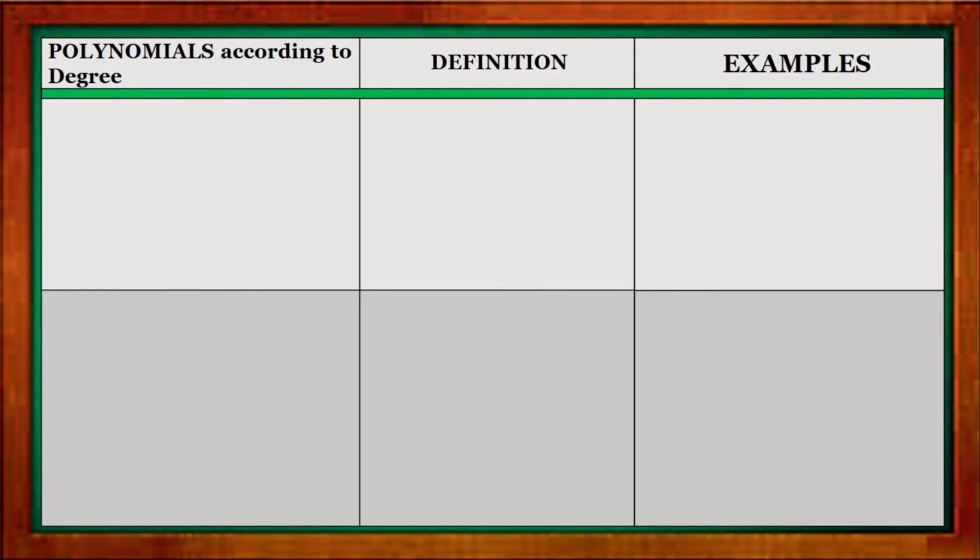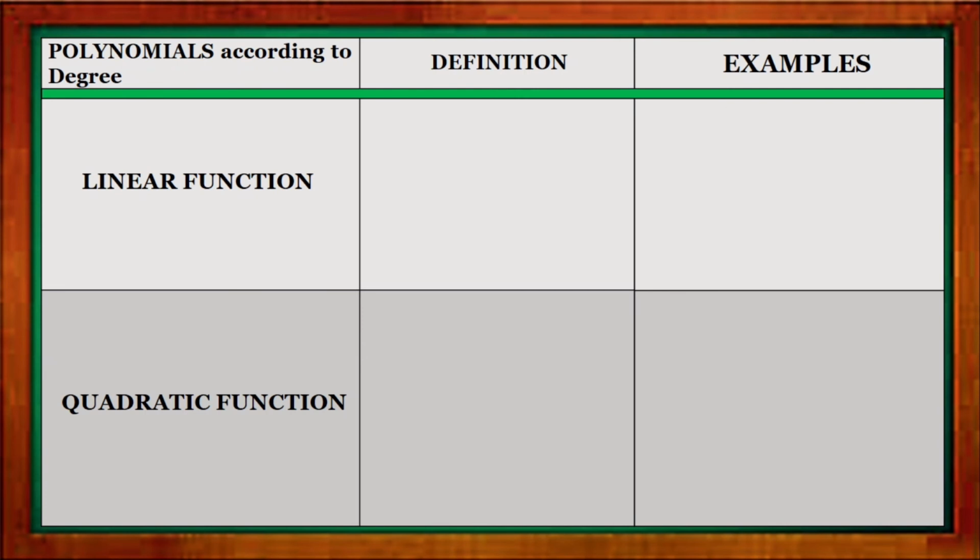So we have different kinds of polynomials according to the number of terms, which are monomial, binomial, trinomial, and multinomial. We also have different kinds of polynomials according to degree. Later on, we will define each kind of polynomial according to the degree, and we will also give some examples. And the polynomials according to degree are linear function and quadratic function.